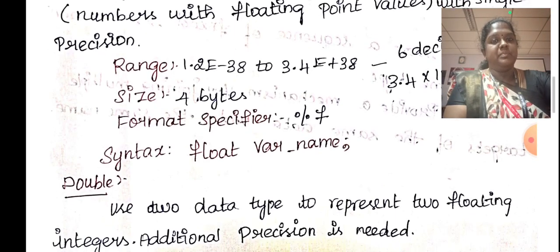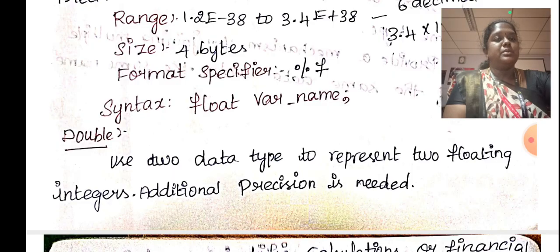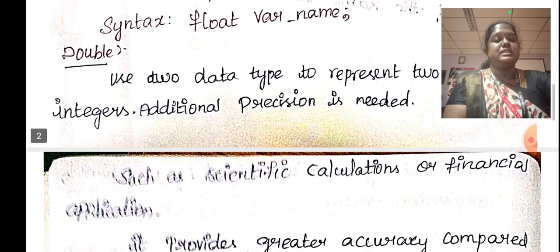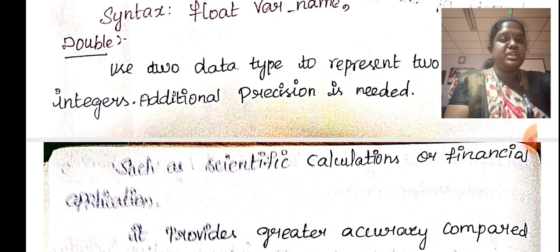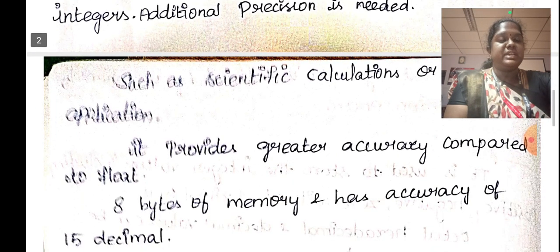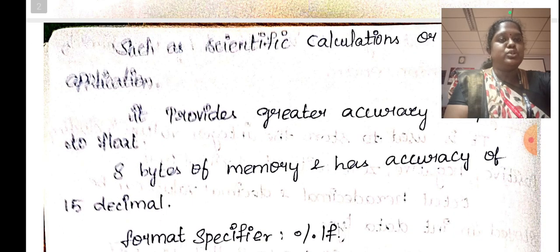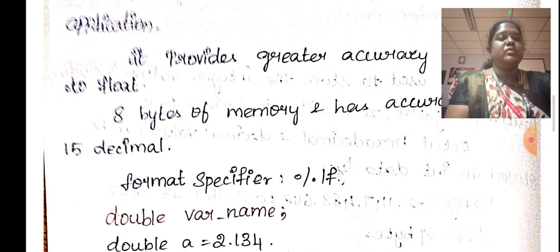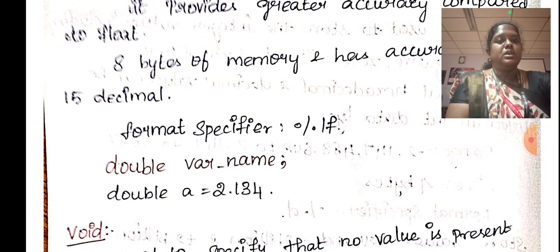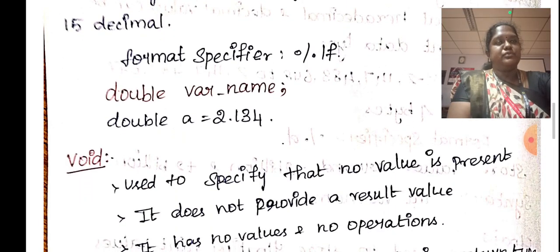Float variable name. Double is used to represent double-precision floating values. It is used where additional precision is needed, such as scientific calculations and financial applications. It provides greater accuracy compared to float. It uses 8 bytes of memory and has an accuracy of 15 decimals. The format specifier is %lf. Double var name. Double a equal to 2.134.